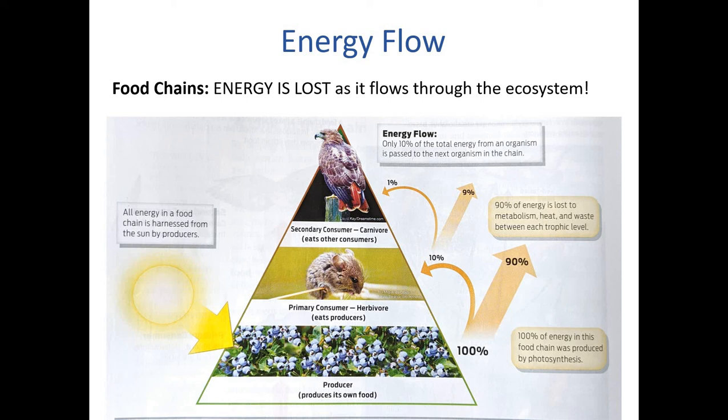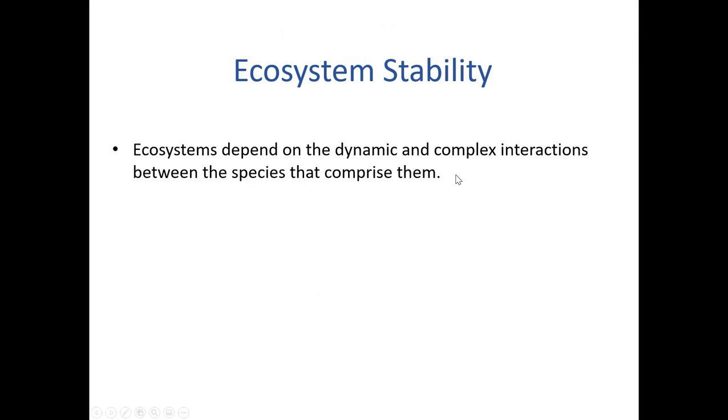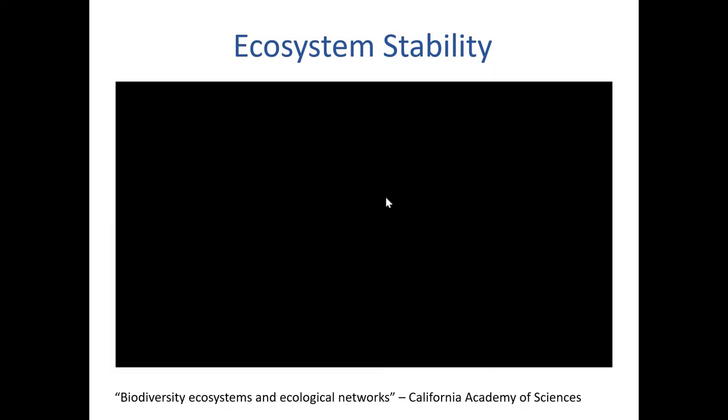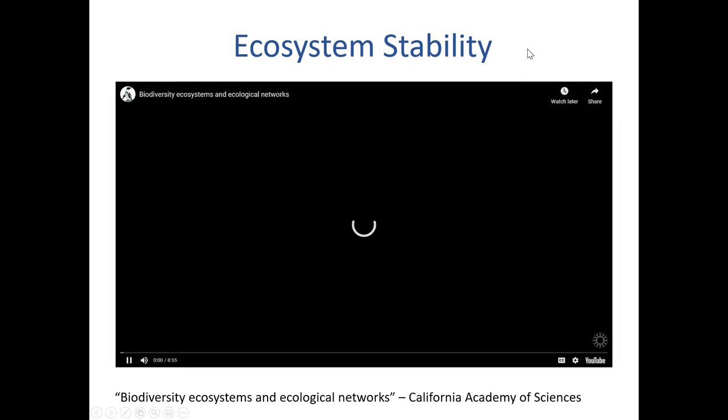And so these interactions we've talked about are crucial for upholding these ecosystems. And so that all plays into ecosystem stability. So ecosystems depend on the dynamic and complex interactions between the species that comprise them. And species richness, we heard in the first video, confers a lot more stability to an ecosystem. So this next video is going to break down a little more of how having more species richness actually confers that stability to an ecosystem.